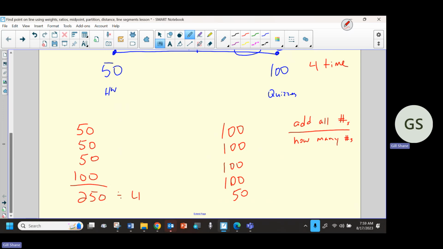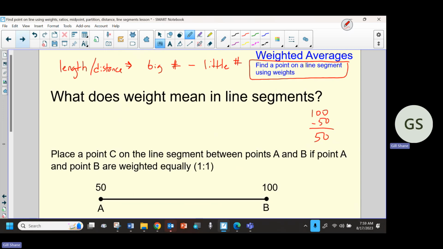All right, so if we divide that by 4, 62.5 is the weighted average of homework, which makes sense. The middle is 75, so it pulled that 75 closer to the homework, all the way down to 62. All right, so now here's the formula part.